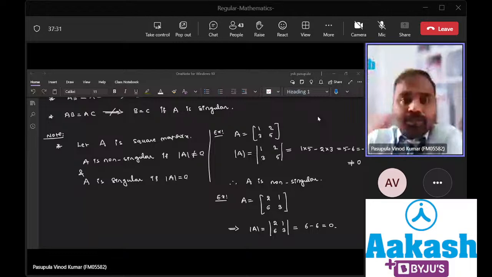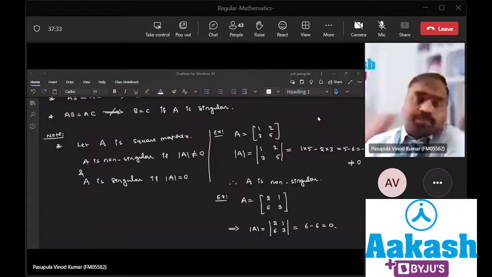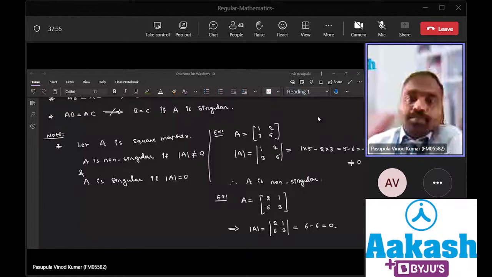Okay, fine. So see here. Do you understand that for this particular matrix, the determinant value has become 6 minus 6, which is 0. So this particular matrix, we call it a singular matrix.